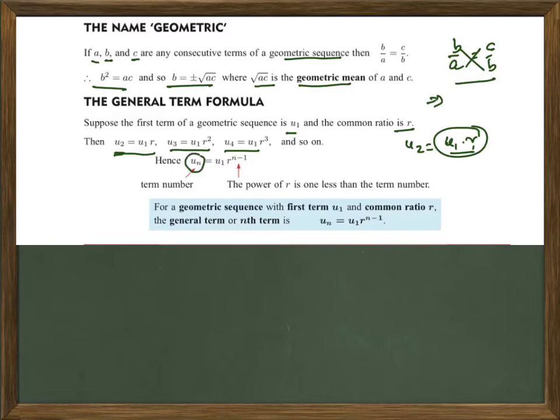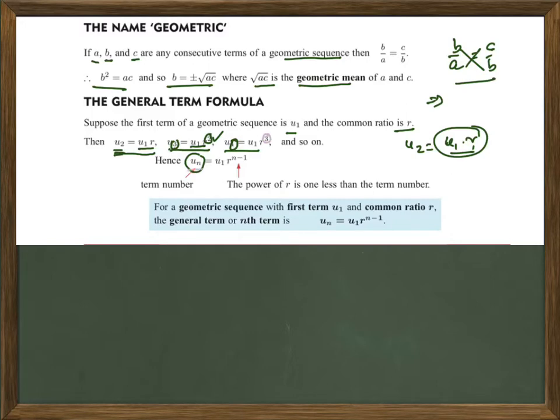If I say u2, I am getting u1 into r. U3 is u1 into r squared. So whatever term u3 is there, the power I am seeing is minus 1: for the third term, r to the power 3 minus 1 is 2. If I say u4, I am getting 4 minus 1 equal to 3, so u1 r to the power 3.